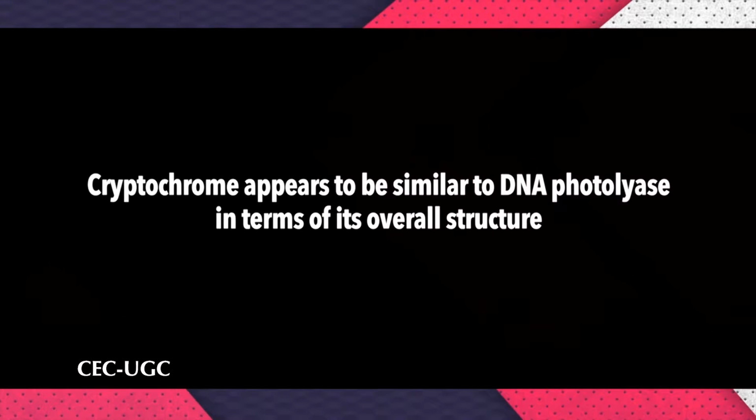Cryptochrome appears to be similar to DNA photolyase in terms of its overall structure. Their similarity indicates an evolutionary relationship between the two. As such, it has been suggested that microbial photolyases are the precursors of cryptochromes. However, the two differ in some features.